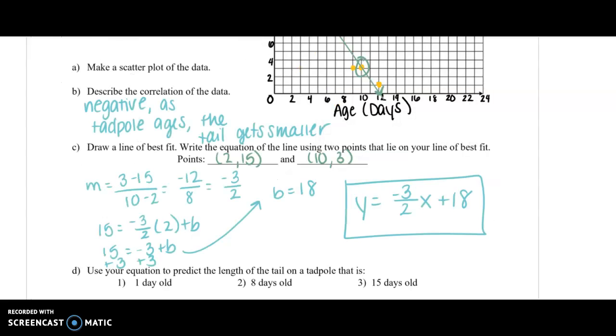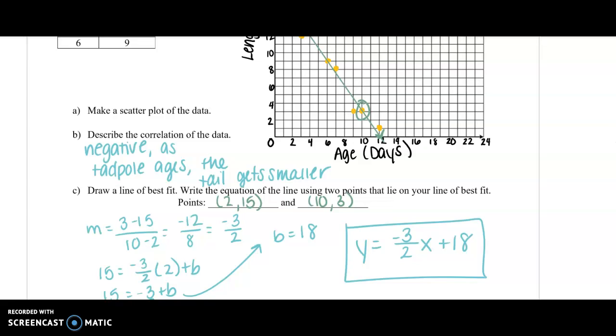So if you are playing the video again, that means that you went ahead and answered B and C on your own. So starting with B, describe the correlation of the data. It is negative, but when it says describe, it wants a little more than that. So I said as the tadpole ages, its tail gets smaller. That's what we're seeing. As it increases in age, the tail's length decreases.